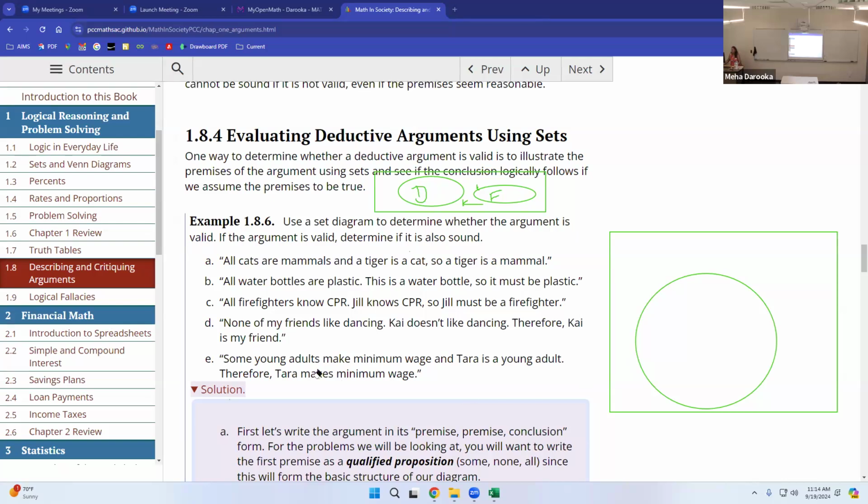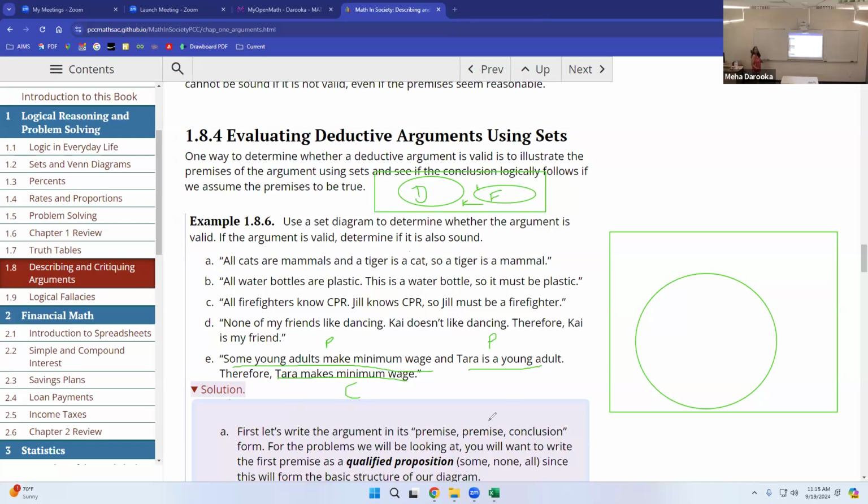And then does that bring us to the last one? Yes, it does. Some young adults make minimum wage. Tara is a young adult, therefore Tara makes minimum wage. So any confusion in this statement? All right, very good. So of course, the premise would be some young adults make minimum wage. Tara is a young adult, so therefore Tara makes minimum wage.